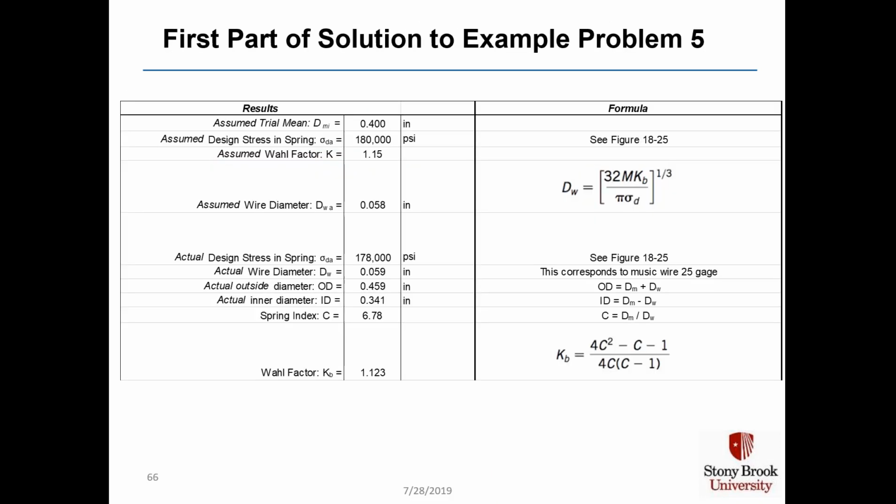And here are all your calculations for the first part of the solution. We show how we take the assumed trial mean initial diameter of 0.4 inches, an assumed design stress in the spring of 180,000 psi, an assumed Wahl factor of 1.15, and an assumed wire diameter of 0.058 inches, which rounds up to 0.059 inches because it corresponds to music wire 25 gauge. We then recalculate the Wahl factor based on the actual values for wire diameter, outside and inside diameters, and spring index, and we see that the Wahl factor is 1.123 as opposed to 1.15.